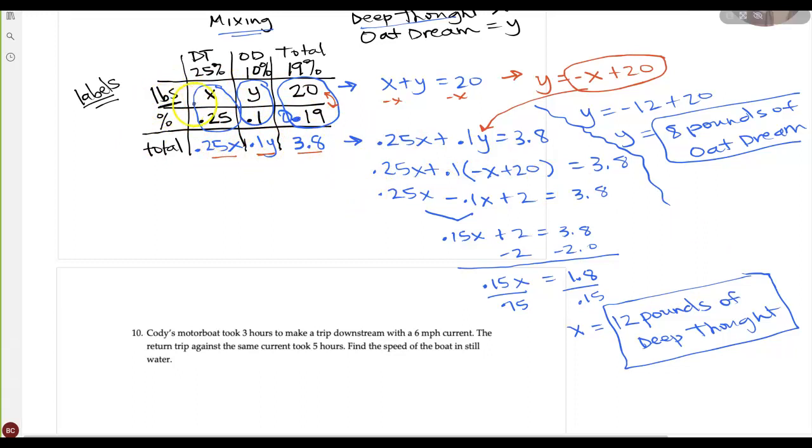You just have to think about what your labels are. What are the things that are given to you here? Pounds and percent. But if it was dealing with the county fair, it would be the number of tickets and the cost of the tickets instead of pounds and percent. But it's the same kind of way of setting it up. It's this next one that's a little bit different that we're going to talk about next.